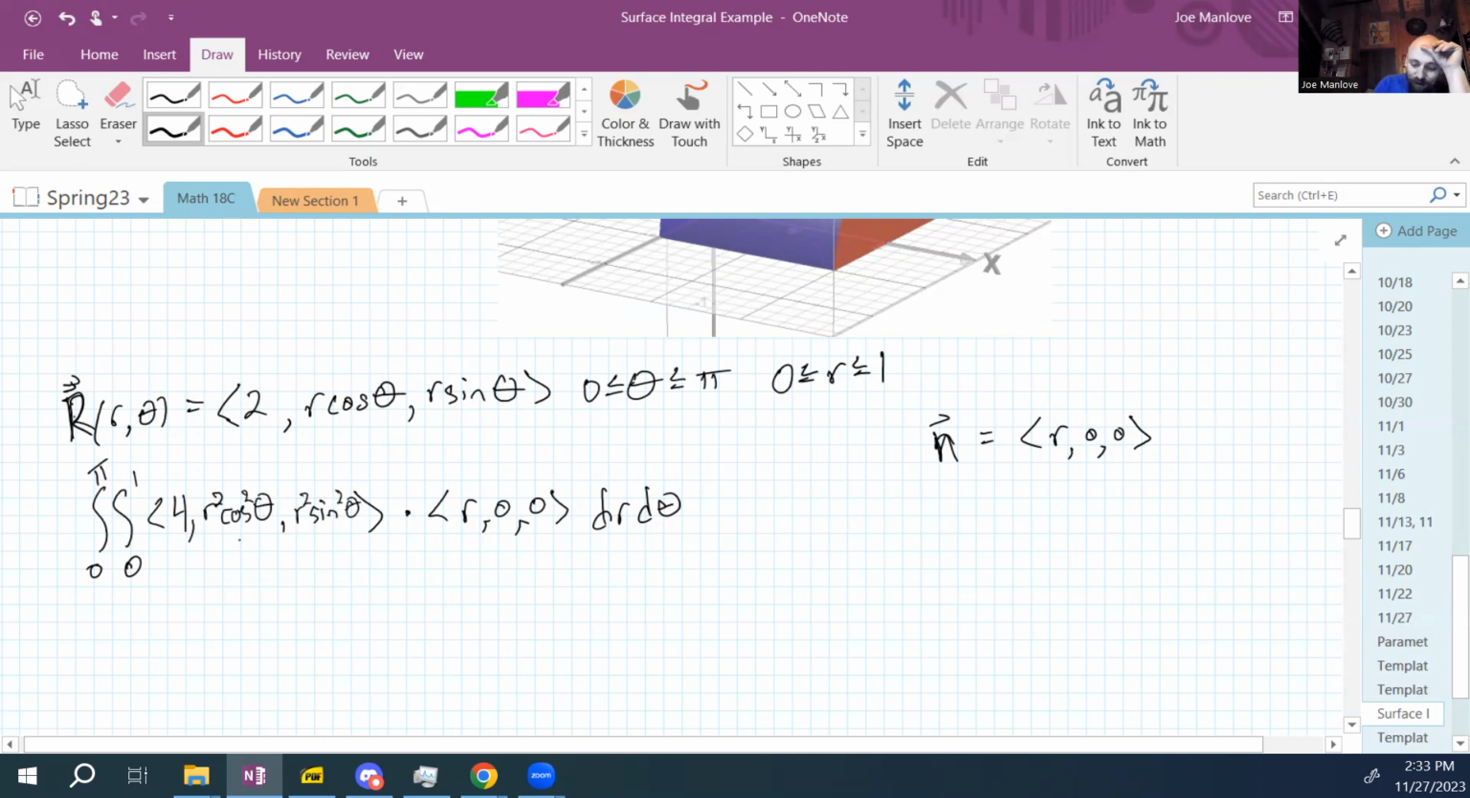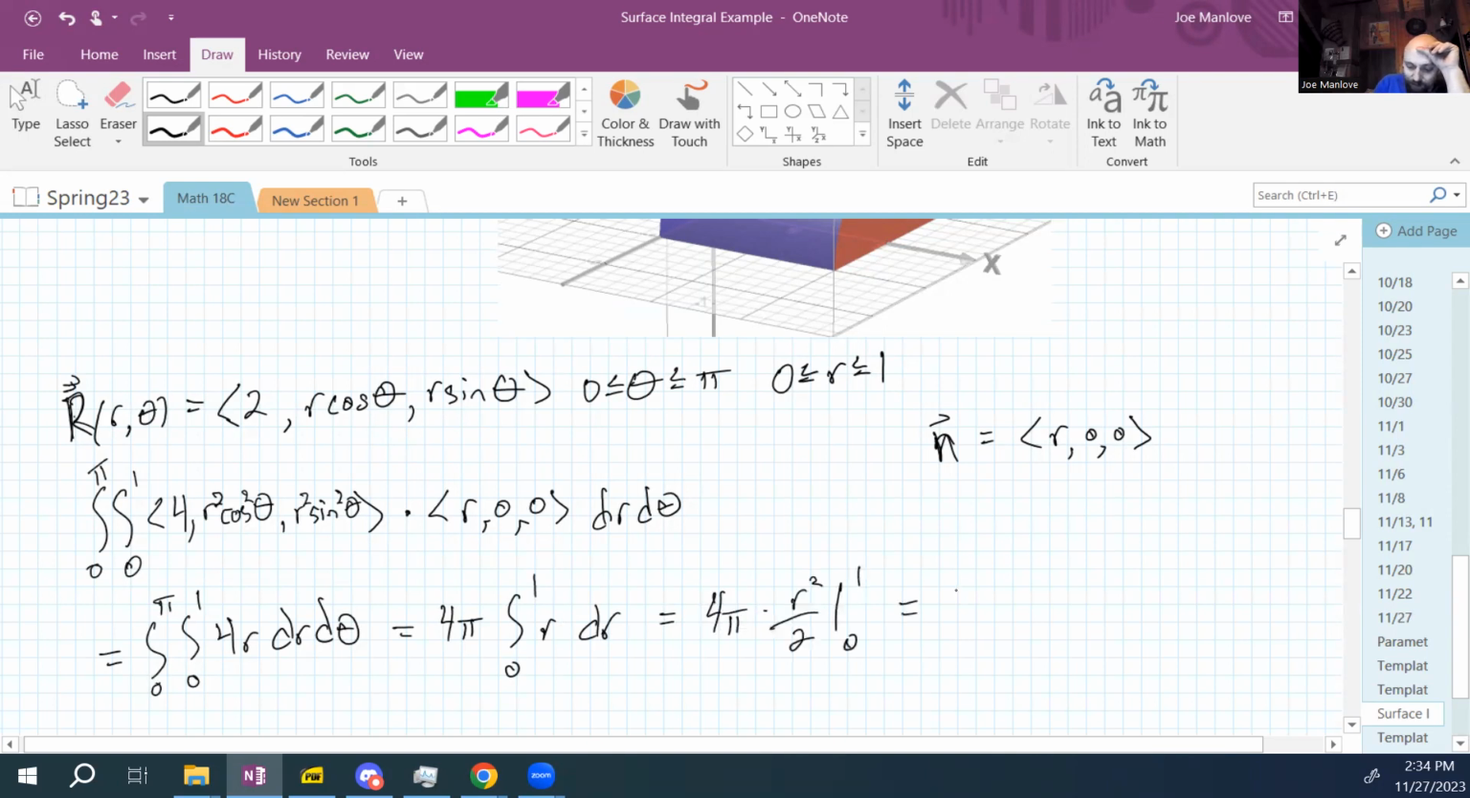And the nice thing is when I do this dot product, I get the integral from 0 to pi, the integral from 0 to 1 of 4r dr d theta, which is super chill. The d theta's done, just throw a pi. So I get a 4 pi, got the integral from 0 to 1 of r dr. That gives me 4 pi times r squared over 2 evaluated from 0 to 1 gives me 4 pi over 2. Oops, guess we can just call that 2 pi. Nice, check done.